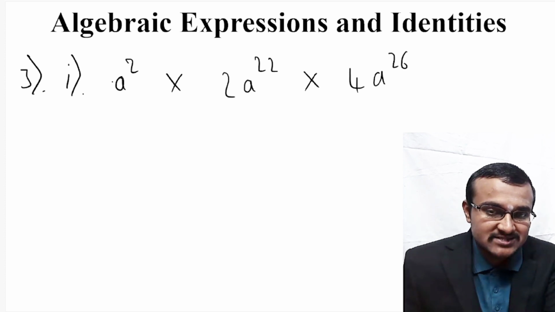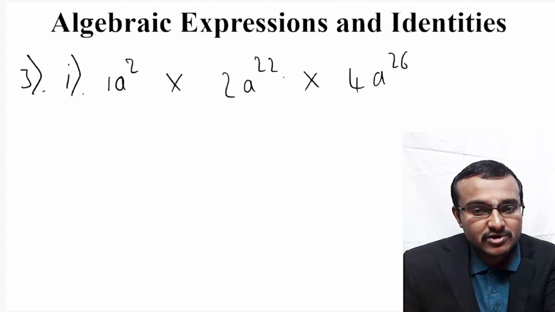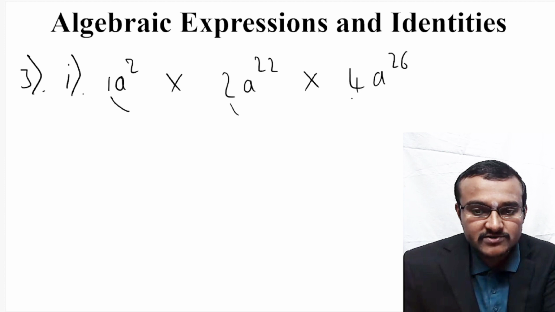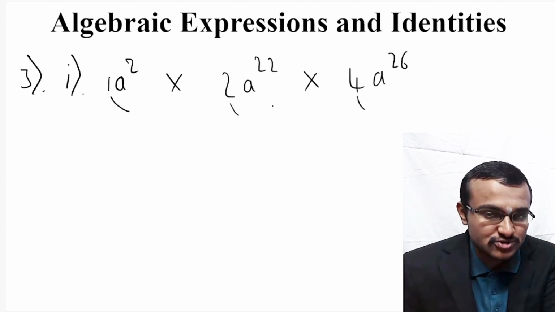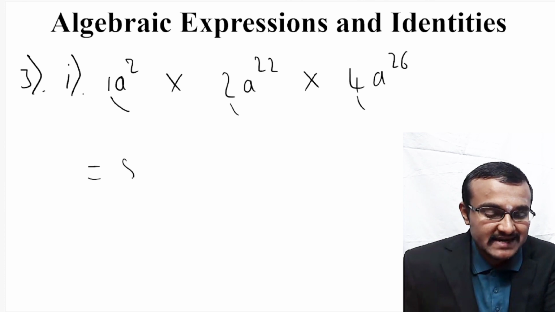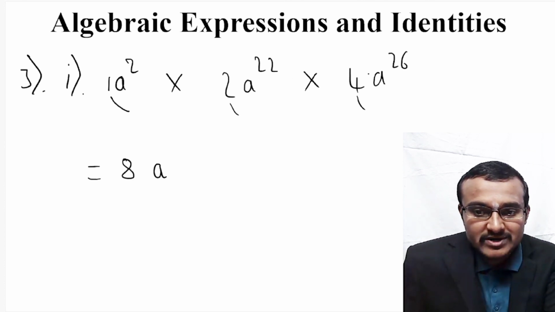So here it is actually a square. A square means 1a square, 2a power 22, 4a power 26. When you do 1 into 2 into 4, 1 into 2 is 2, 2 into 4 is 8. So that is equal to 8, a square, a power 22, a power 26.